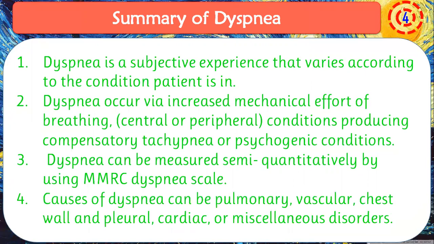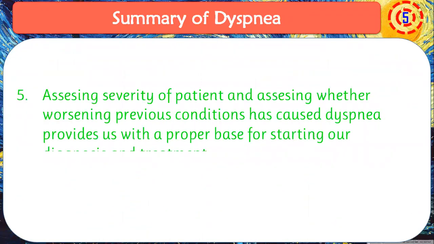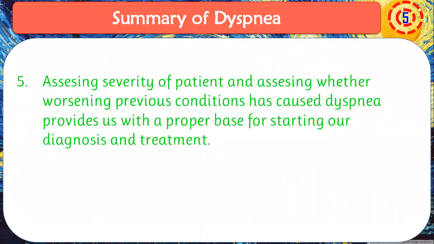The causes of dyspnea can be pulmonary, vascular, chest wall and pleural, cardiac, or miscellaneous. Miscellaneous if they don't fit in any of the above four, that is pulmonary, cardiac, chest wall and pleural, or vascular conditions. The next point that we talked about was assessing the severity of patients and assessing whether the previous condition is worsening along with dyspnea or not, which provides us with a proper base for starting our diagnosis as well as treatment. So that provides us a good clue and a lead to our diagnosis and treatment.